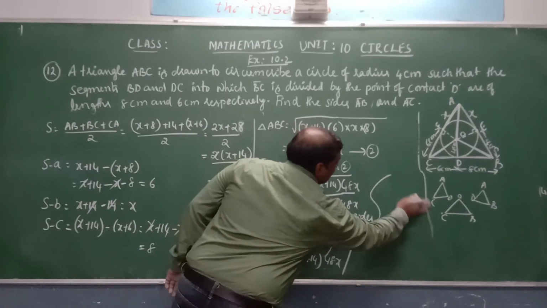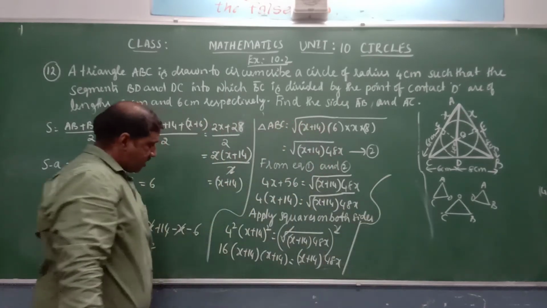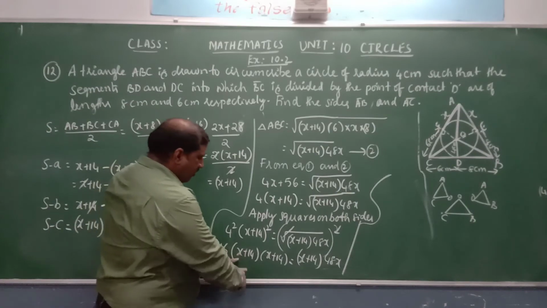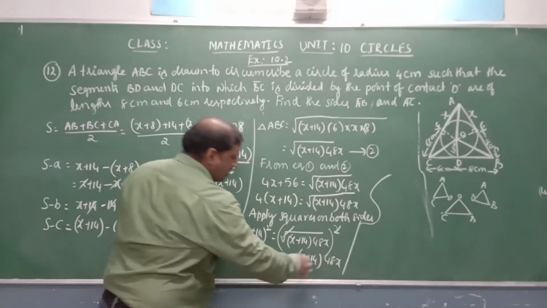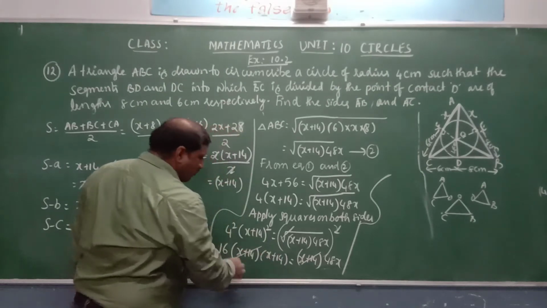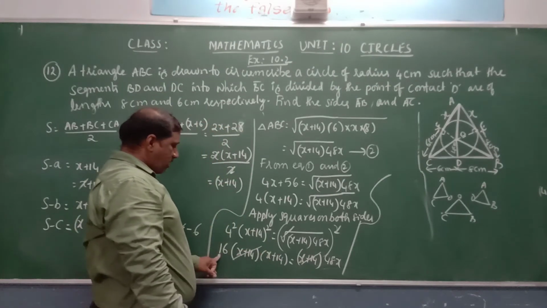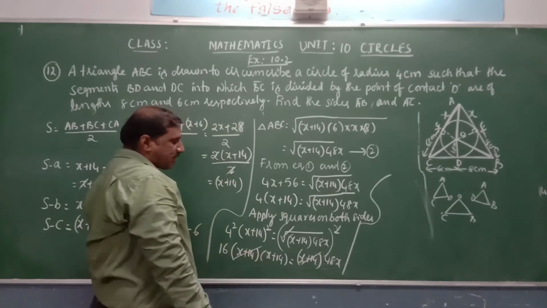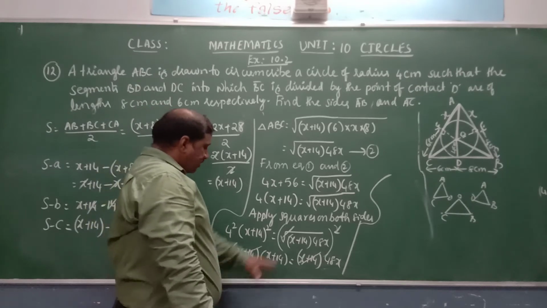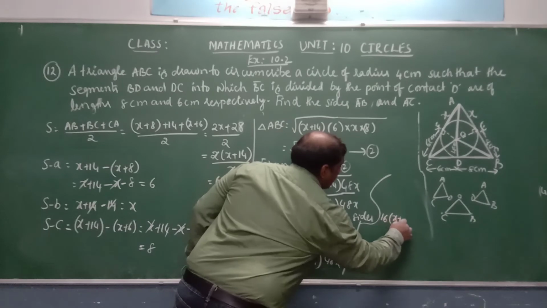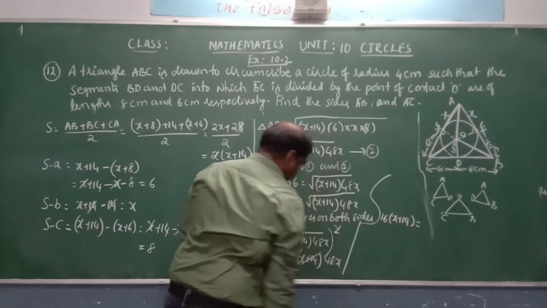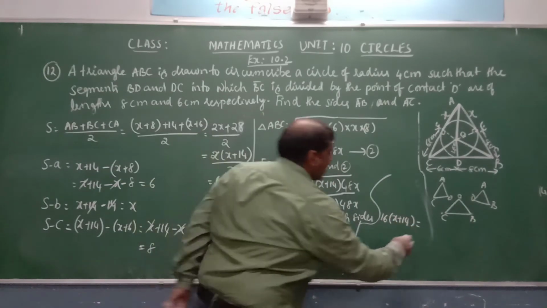48x we got. Then what is it? So here x plus 14 is multiplied. When you transpose to that side it divides. Therefore x plus 14 and x plus 14 are cancelled. Now what we have? 16 into x plus 14. So transpose x plus 14 to that side, it is 16 into x plus 14 is equal to what we have here, 48x.